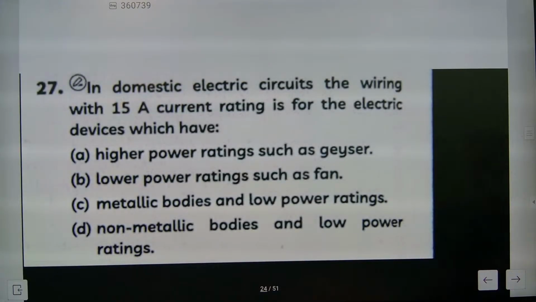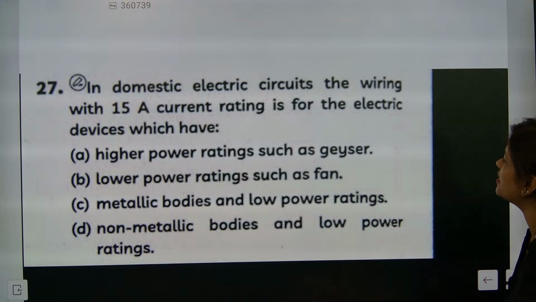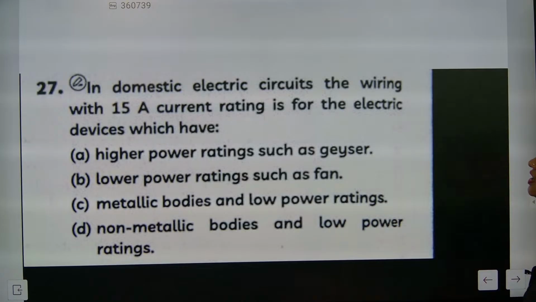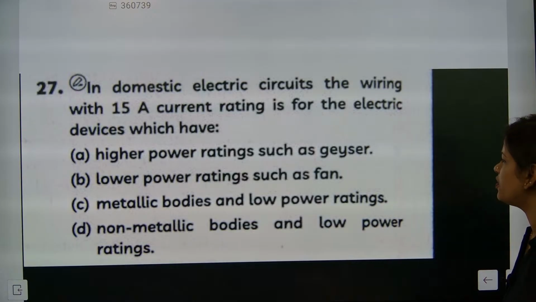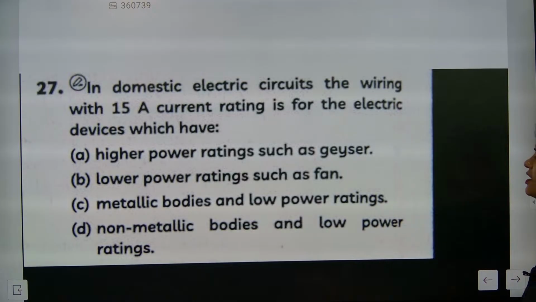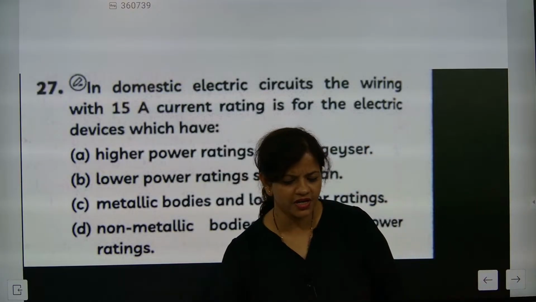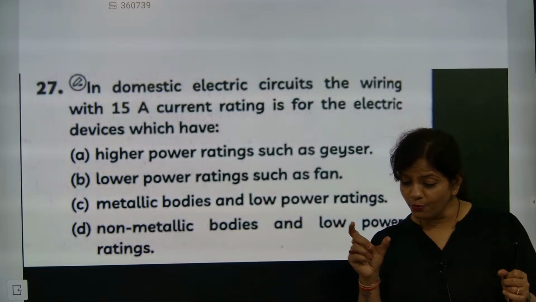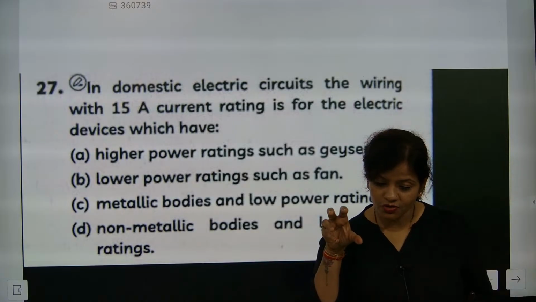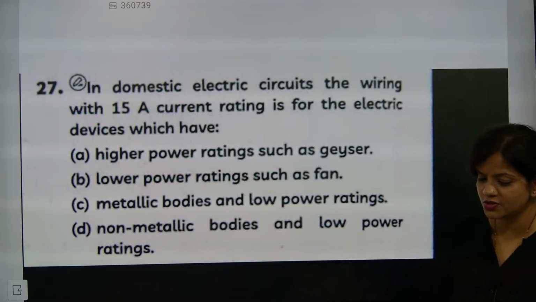In a domestic electric circuit, the wire with 15 ampere current rating is for the electric device which has higher power ratings such as a geyser, lower power ratings such as a fan, metallic bodies and low power rating, non-metallic bodies and low power rating. Check. 15 ampere, what are we using it for, right? Big type of sockets are there, na? That is used for which one?